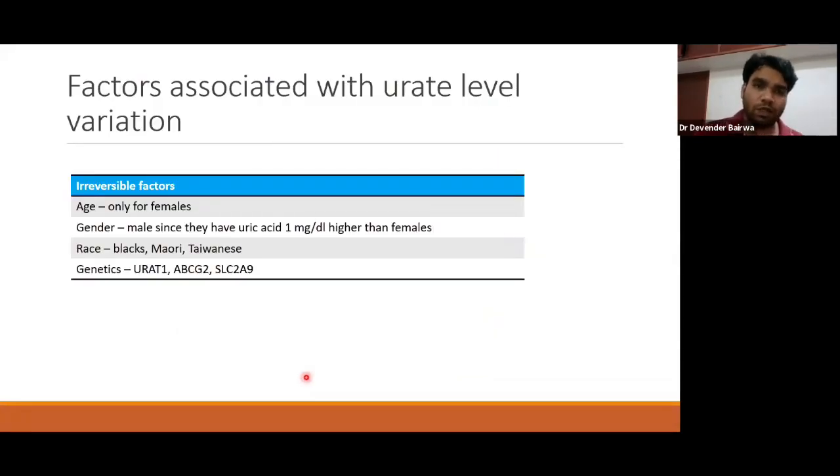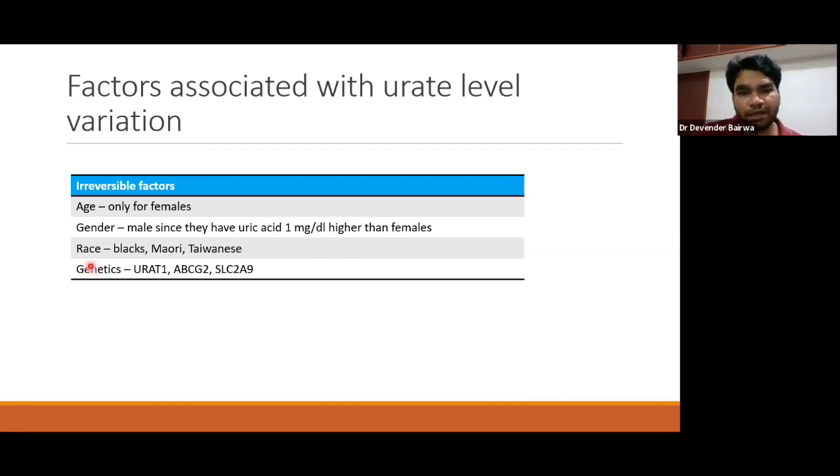So let's understand what are the factors associated with urate level variation, meaning what factors can lead to high as well as low uric acid level. In irreversible factors, we have age. As we have seen, it is countable only for females, because in males the level keeps increasing with age, but in females it remains stable, and after menopause it starts increasing. Gender: males have approximately 1 milligram per liter higher levels than females, mostly because of low level of estrogen and high muscle mass.